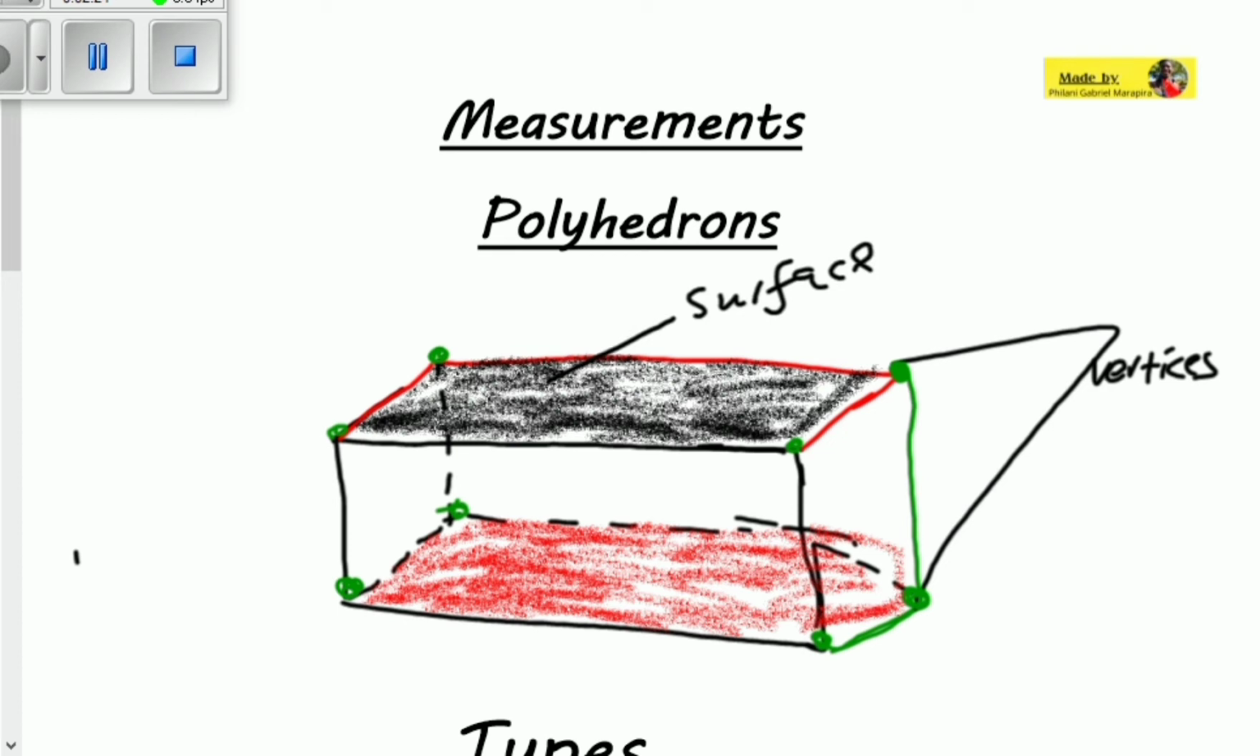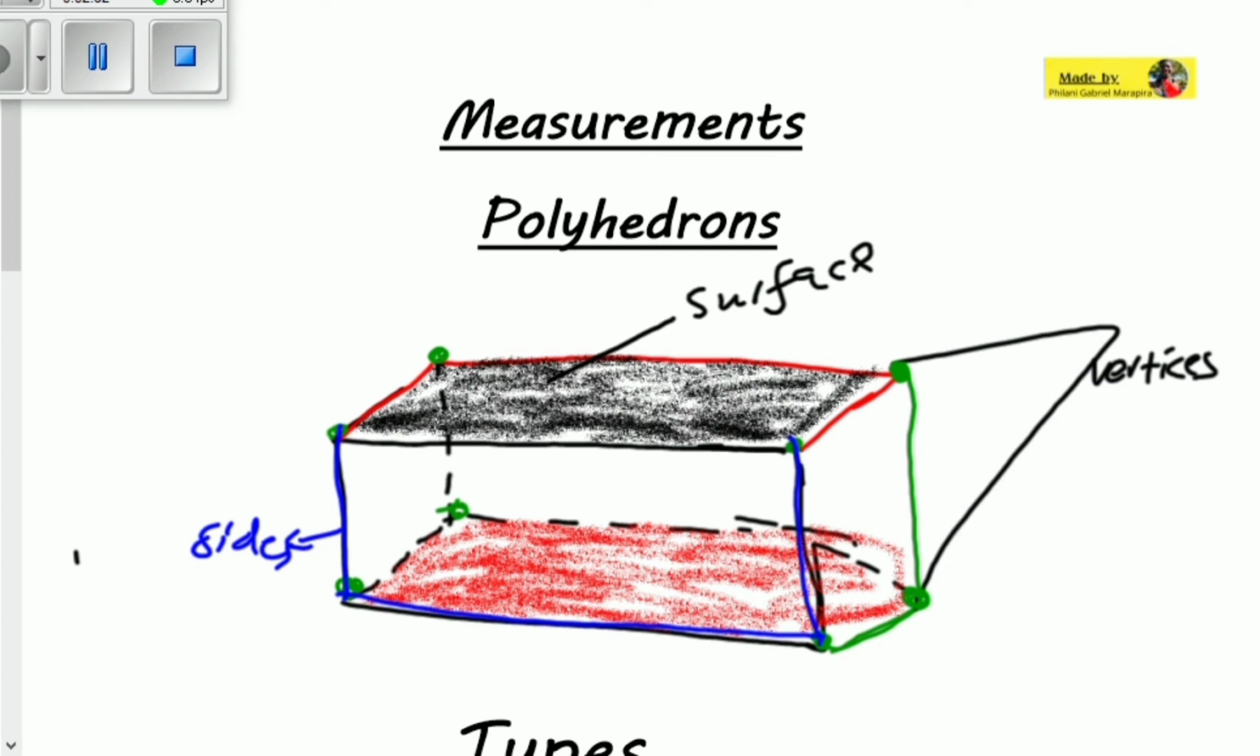And then we go to the third one. We've got the sides. The sides are basically these edges here, these lines marking the sides, these lines here. So these are the sides of the polyhedron. So this is just a regular polyhedron.